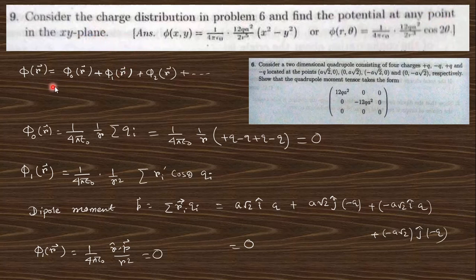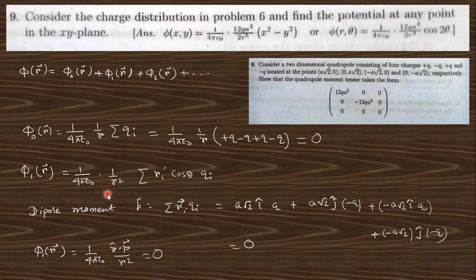So you need to find out the potential. From the previous question we already know the potential at any point is the summation of the potential of that point due to the monopole, due to the dipole effect, and due to the quadrupolar effect, and so on. For the monopole effect, this is the formula, 1 by 4 pi epsilon, 1 by r, and summation q i, this is the total charge. The total charge gives you 0, so this is 0.